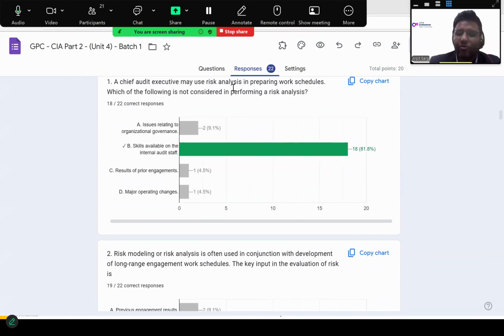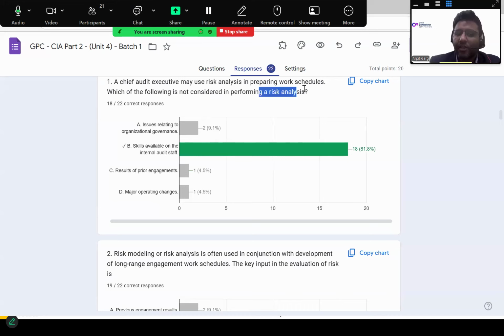And the first question, people, again, it says a CAE may use risk analysis in preparing work schedules. Which of the following is not considered in performing risk analysis? Issues relating to organization governance, skills available on the staff, results of prior engagements, major operating changes. People, when you perform your risk analysis, what will you not consider? Will you not consider issues related to organization governance? You will consider them. You will consider results of prior engagement. You will consider major operating changes.